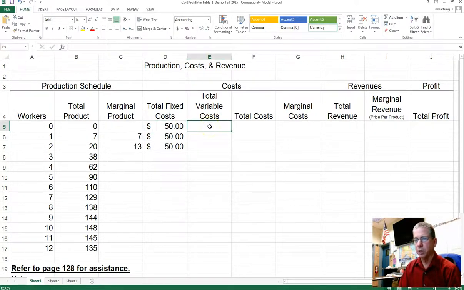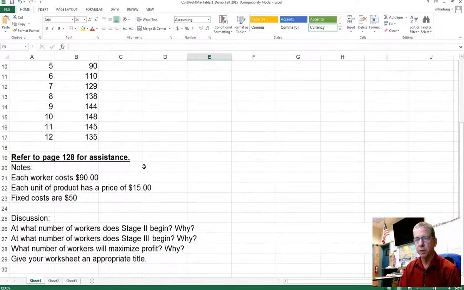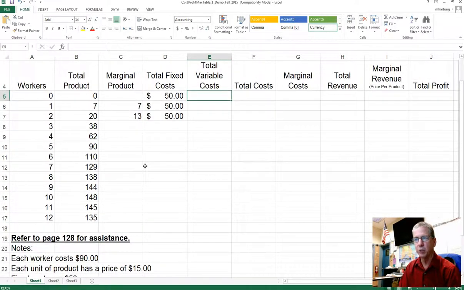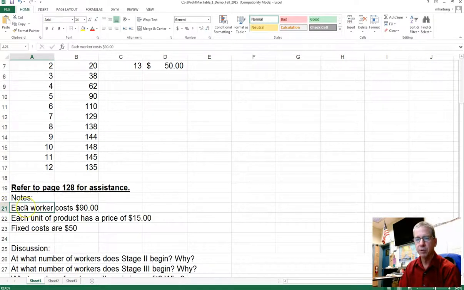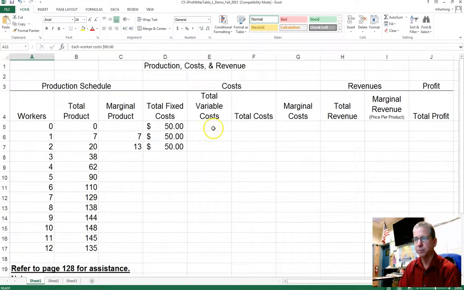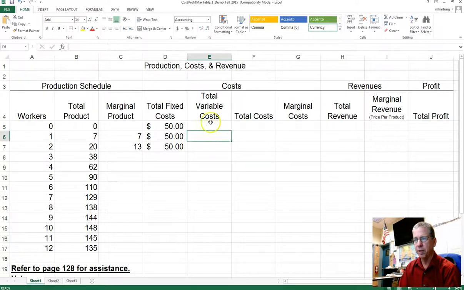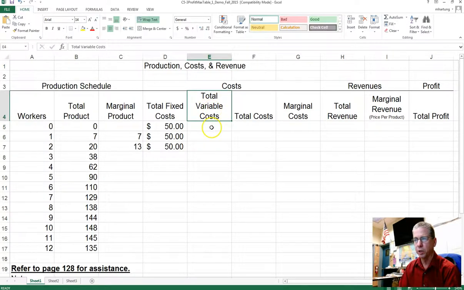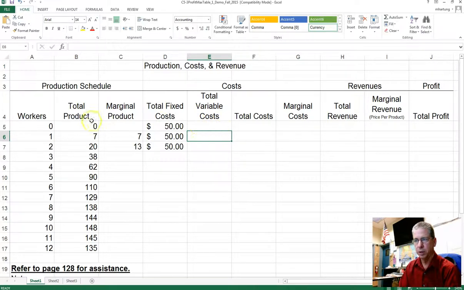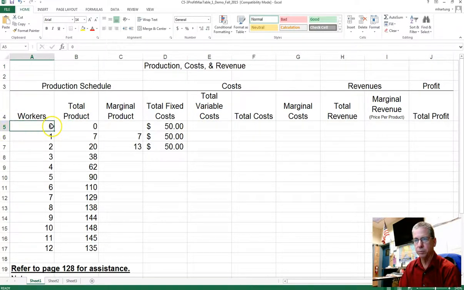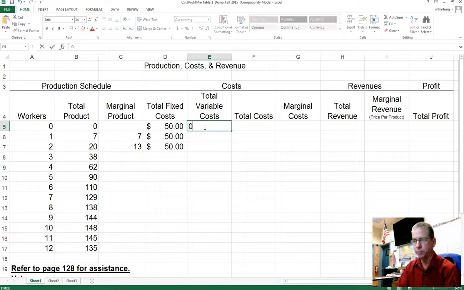Next up, variable cost. Once again, we'll have to look at our notes, and you will recall that the only variable cost we are going to deal with for these applications is the price of labor, or for each worker. And so there's that information right down here. Each worker is costing $90. So what you have to keep in mind here is that this is for total variable cost. So no workers, zero variable cost. Hire 1 worker, that's going to be $90.